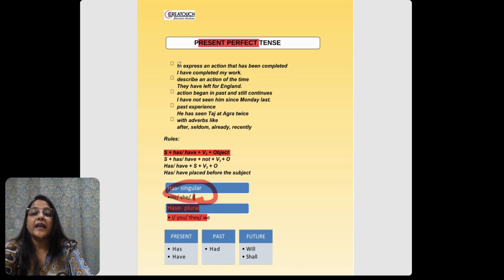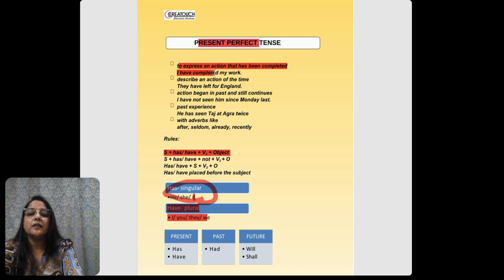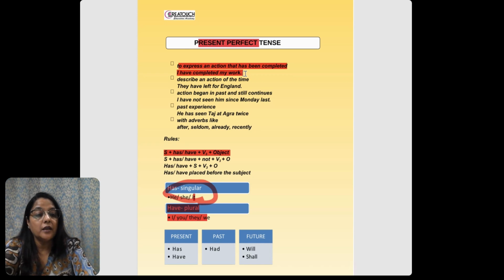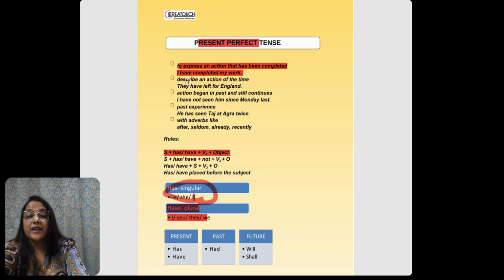It expresses any action which has been completed. Like when I complete this today, my recording will be completed. So I have completed my work. Any action of time, they have left for England, right? Any kind of experience which was there in the past is again the present perfect tense.